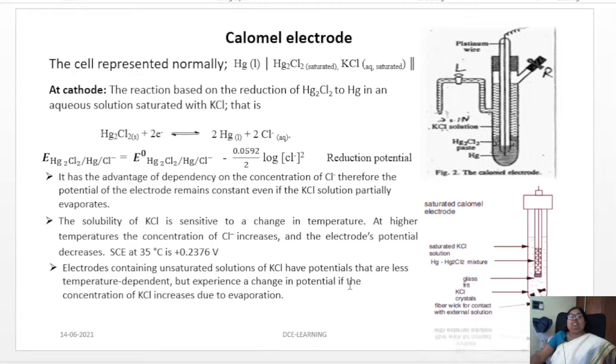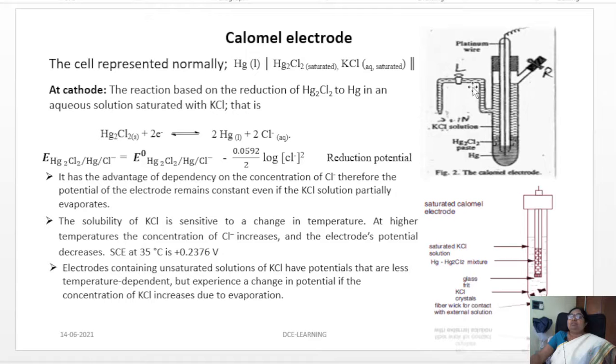So next we go for the calomel electrode. That is also one of the reference electrodes. This electrode is constructed using an aqueous solution of saturated KCl at 25 degrees centigrade, with a potential of 0.244 volts. Usually we construct the standard like that. At standard condition, the reduction potential of calomel is equal to 0.244 volts.